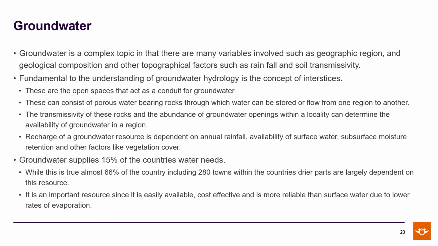as the vegetation cover. And groundwater supplies about 15% of the country's water needs, and while this is true, almost 66% of the country, including 280 towns within the country's drier parts, are largely dependent on this resource. So it is very important, since it's quite easily available, since you just need to drill a hole down and then pump it out, and it's cost effective and is more reliable than surface water due to the lower rates of evaporation.